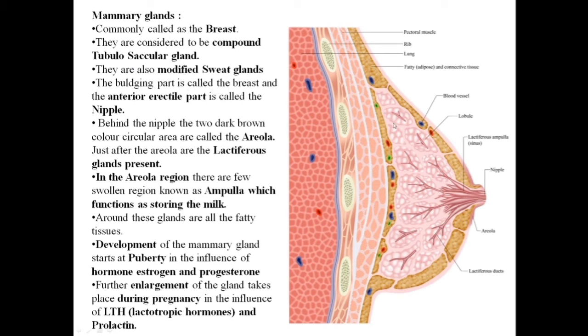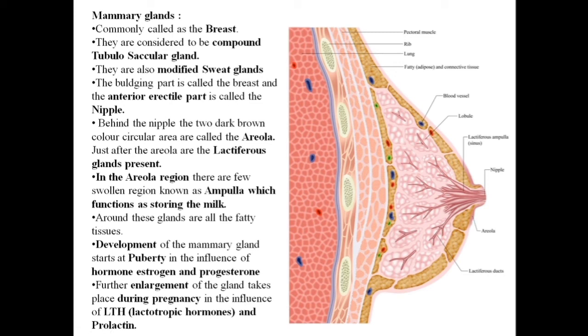The bulging part that you see is the breast, and the anterior erectile part that you see is the nipple. Just behind the nipples, you see the lactiferous glands located between the two, with the dark brown circular skin. This dark brown circular skin lies between the nipple and the lactiferous glands. This dark brown circular skin is known as the areola.